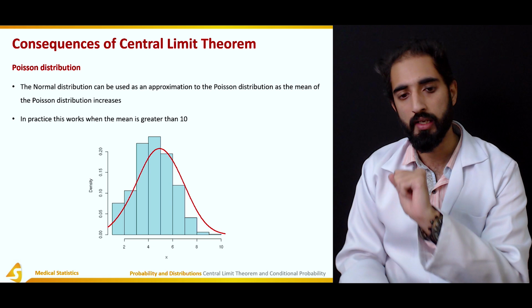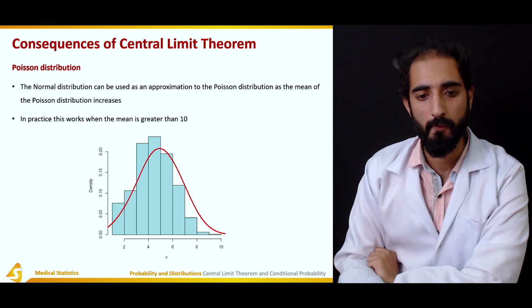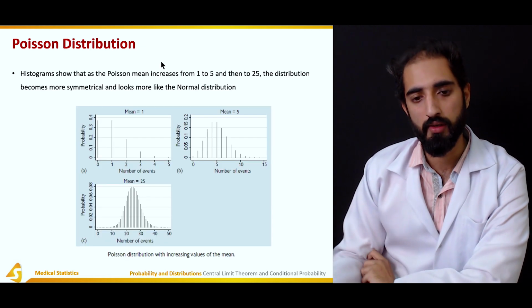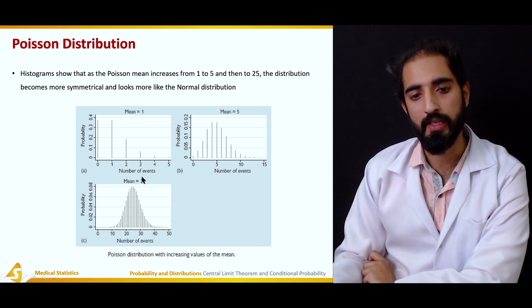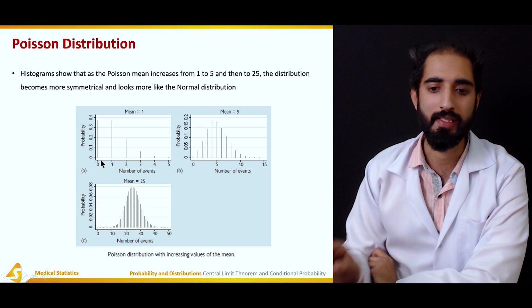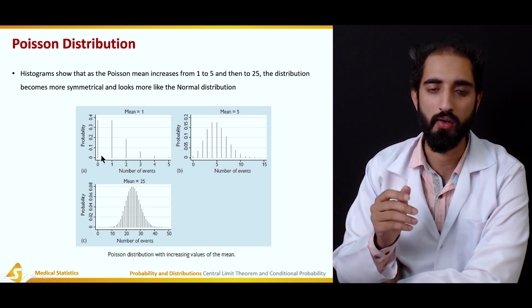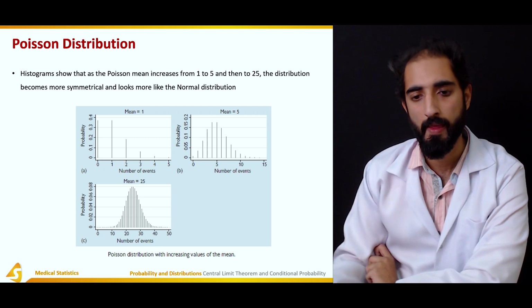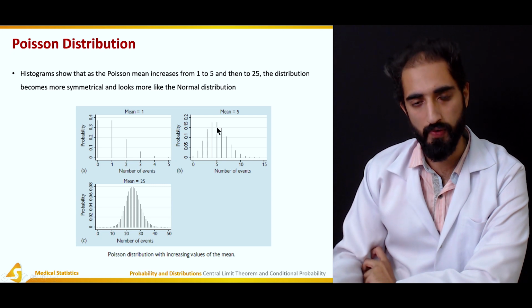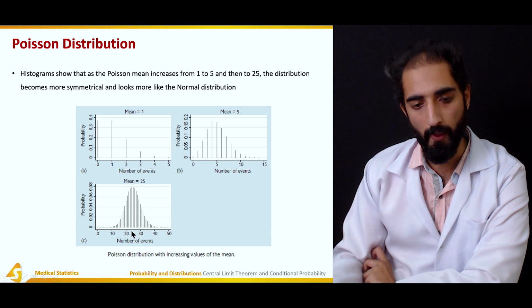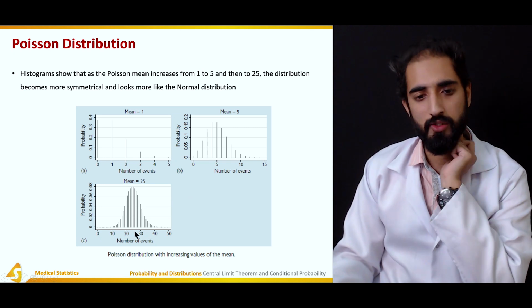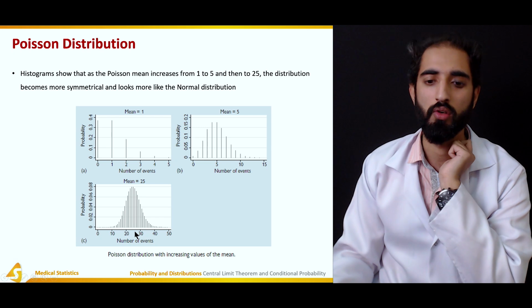So let's take an example here. Here we have 3 different graphs or distributions, and here the mean is 1 because 1 has the greatest probability. Here we can see that the mean is 5, and here we can see that the mean is 25, between 20 and 30. So you can see that the first ones do not look like a symmetrical distribution or a normal distribution.